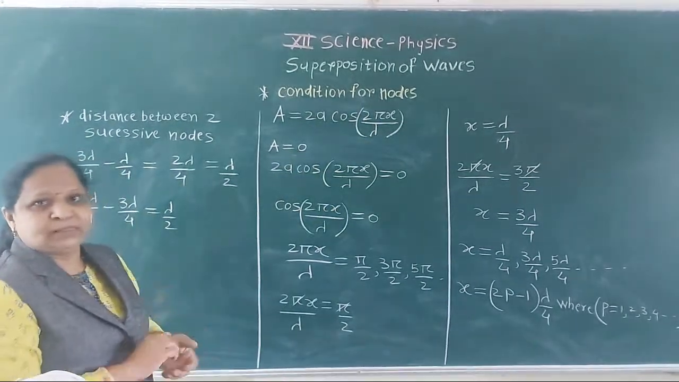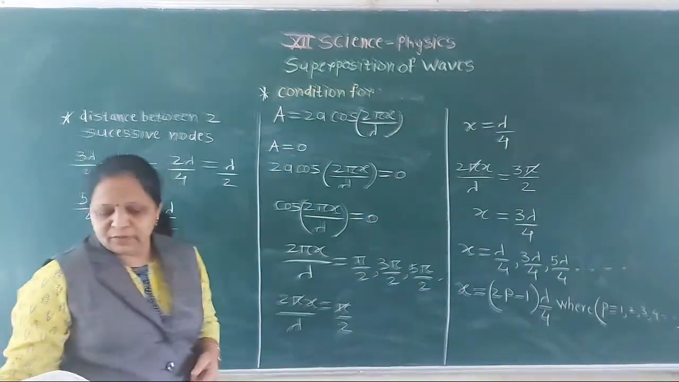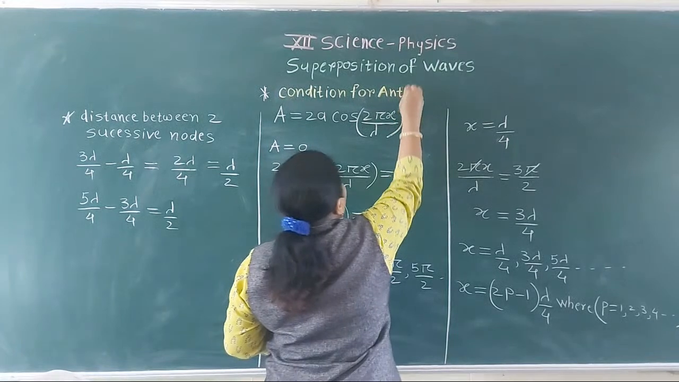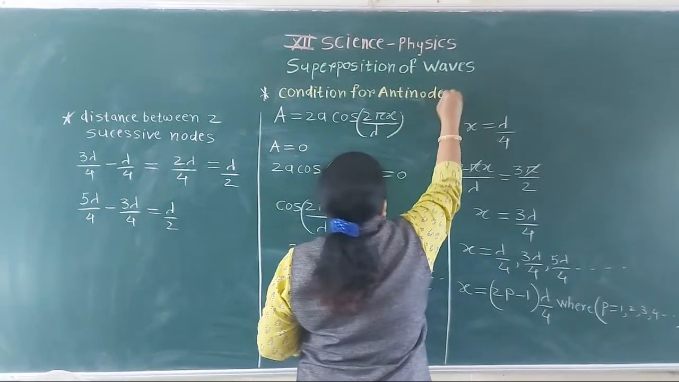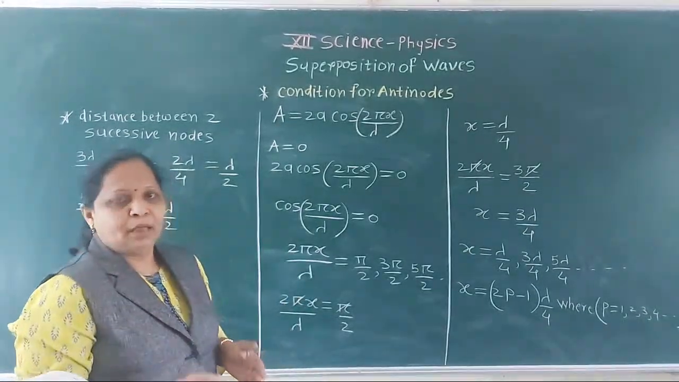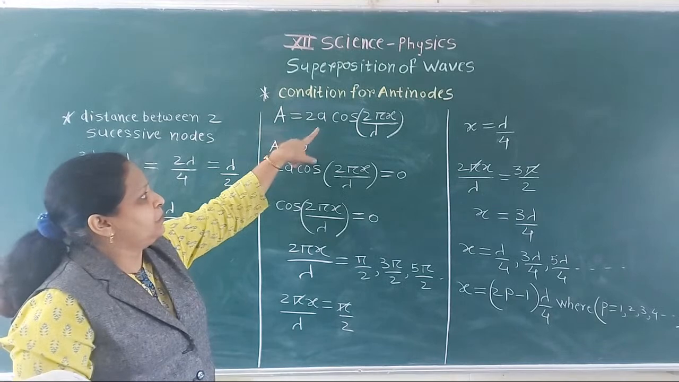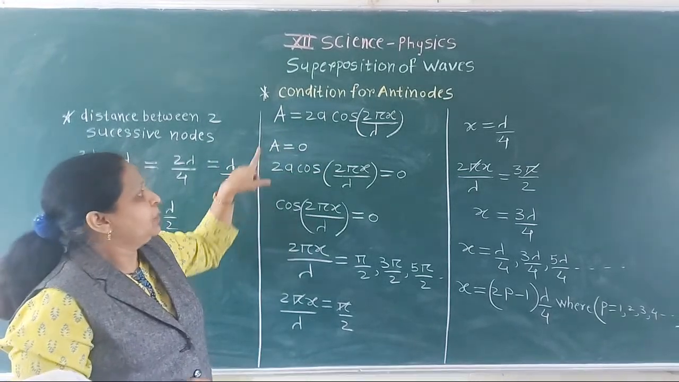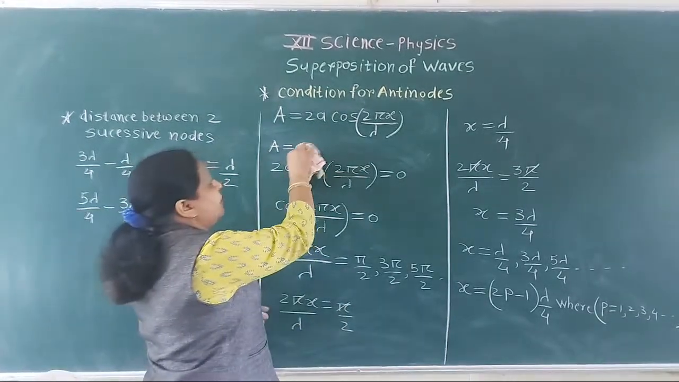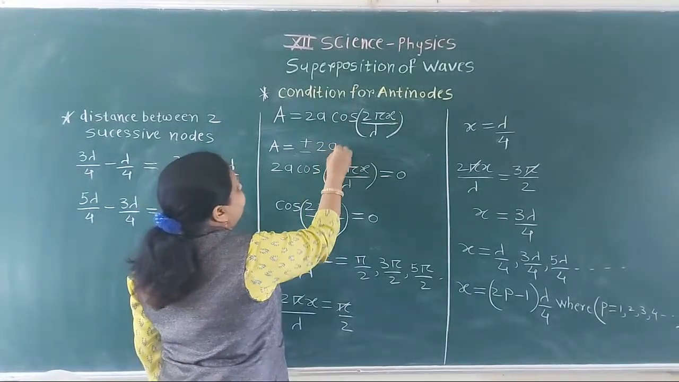Now let's find the condition for antinodes. Again, an antinode is the point at which the displacement is maximum, which means the amplitude is also maximum. The formula of amplitude A is equal to twice a cos of 2 pi x upon lambda. Now at an antinode the amplitude is maximum. Therefore the amplitude should be plus minus twice a.